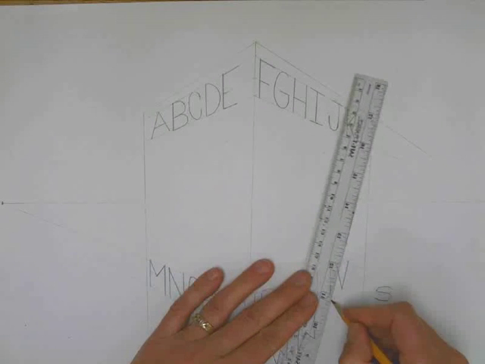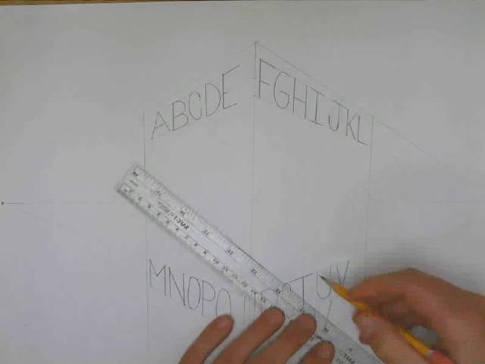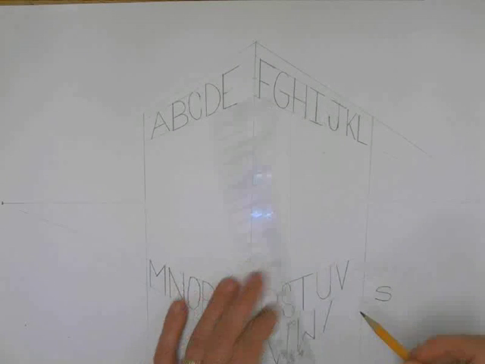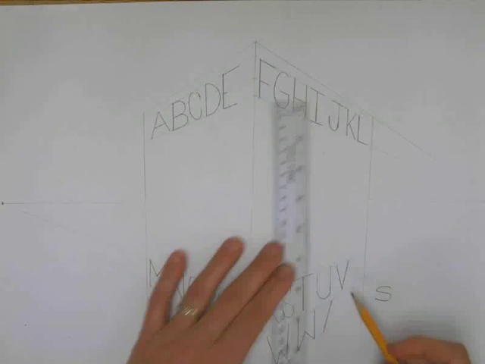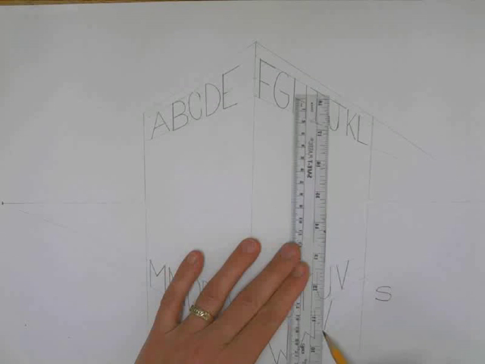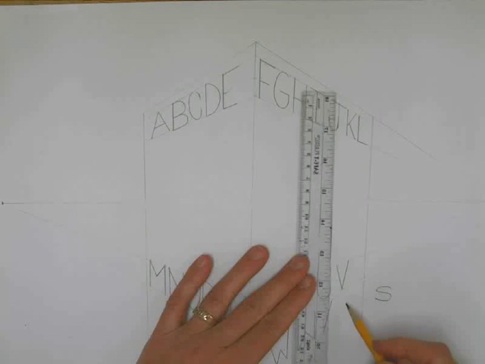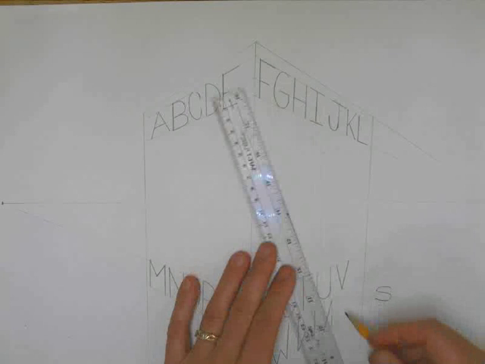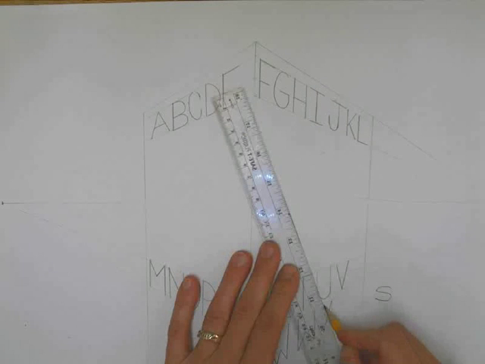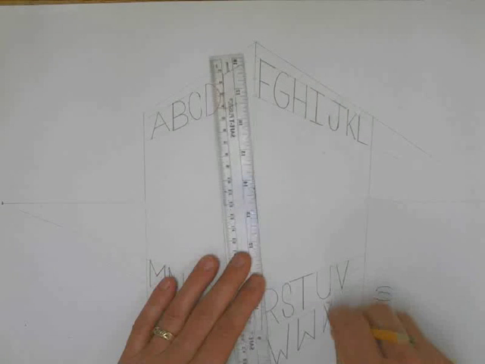X, basically no rules to this. Just, I guess if I were going to make a box inside of here, that's how I'd make my X, and then erase this.